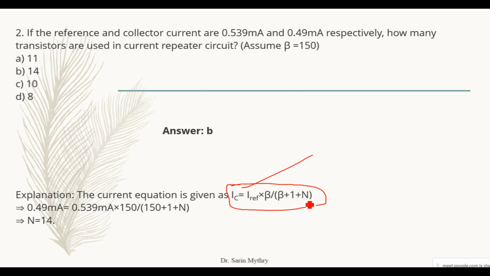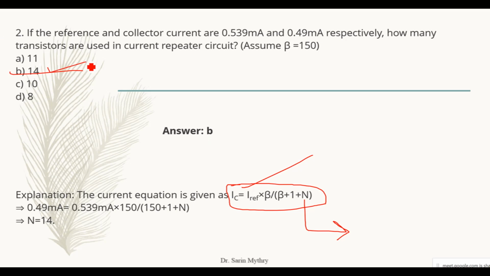When you substitute all the given values, there is nothing unknown to us. Only one term is unknown, the number of transistors, which is to be found out. So you substitute all the known values: beta is 150, I reference is 0.539 and IC is 0.49. It's a direct substitution, and you get 14. So option B is the correct one.